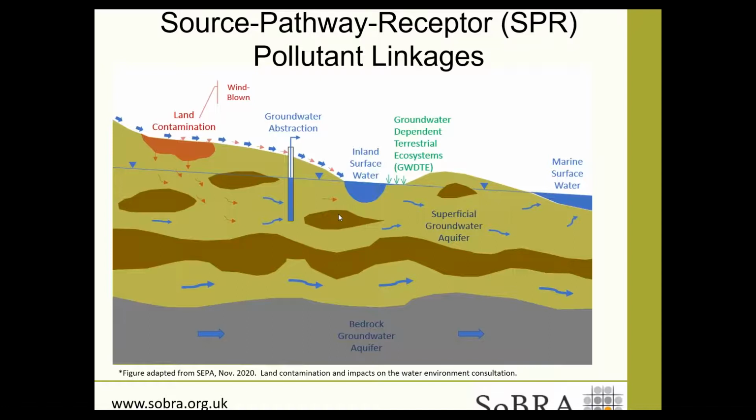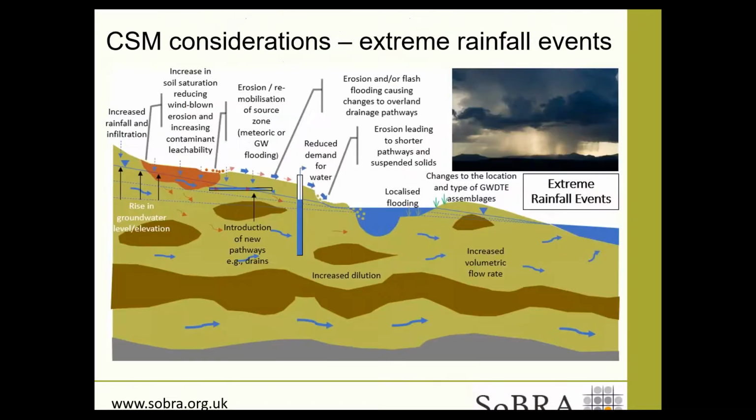So the next few slides, I'm going to show changes that may occur to the CSM as a result of climate change. This slide shows changes to the CSM that might result due to extreme high intensity rainfall events, and also more long-term effects as a result of increased average annual rainfall. I'll just go through some of these that you can see in the slide. I appreciate that the writing's not very big.